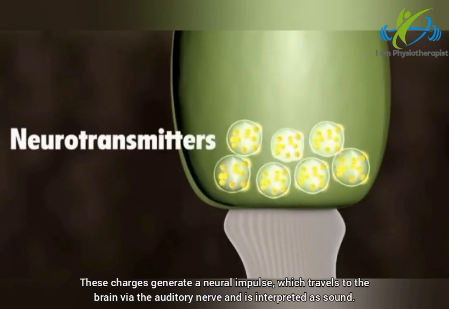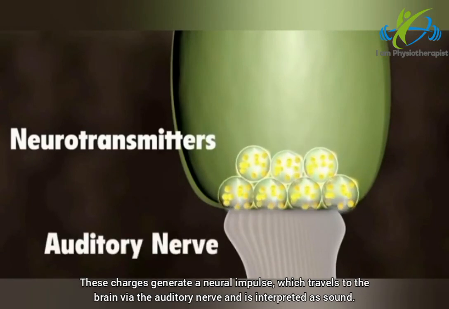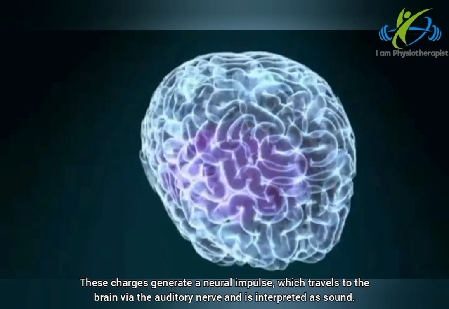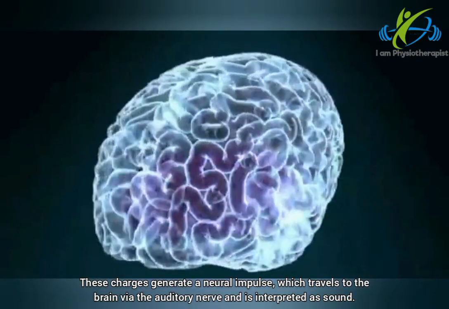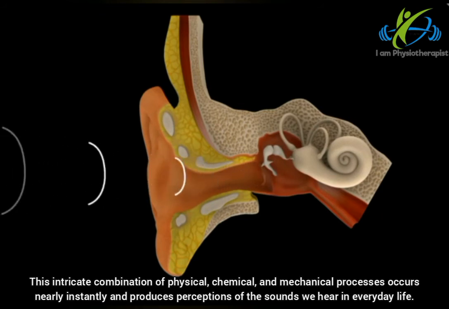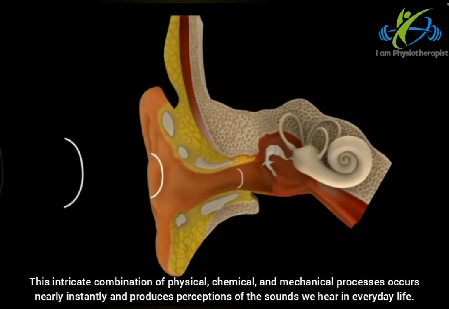These changes generate a neural impulse which travels along the auditory nerve to the brain, where it is interpreted as sound. This intricate combination of physical, chemical and mechanical processes occurs nearly instantly and produces the perception of sound we hear in everyday life.